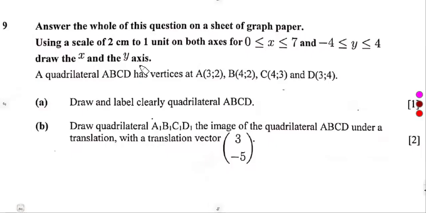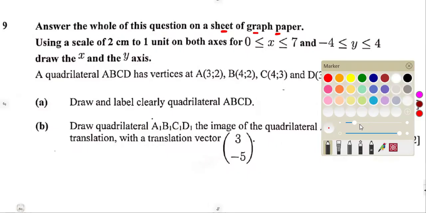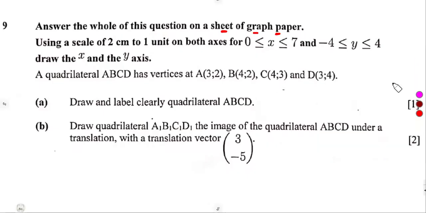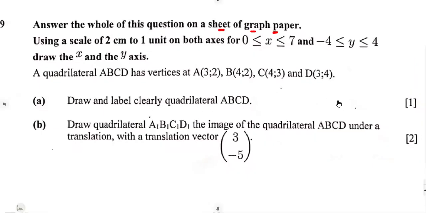So in this case, we are going to be looking into question number 9, which is actually on our transformation, where we are told to answer the whole of this question. Whatever we are given there is supposed to be done on a sheet of graph paper. So that was our instruction for this question. We're not going to waste much time. Quickly, let's try to figure out how we are supposed to attempt such typical questions of transformation.